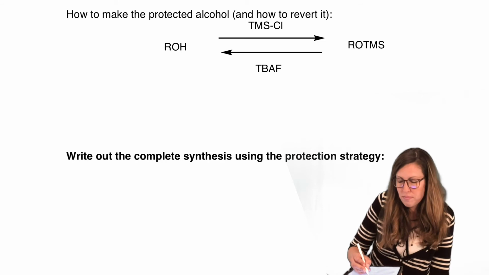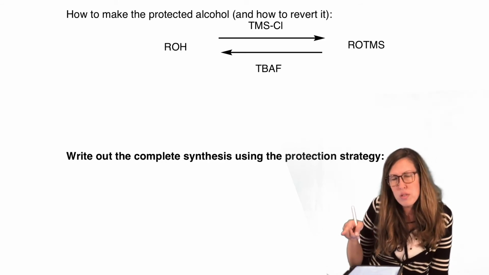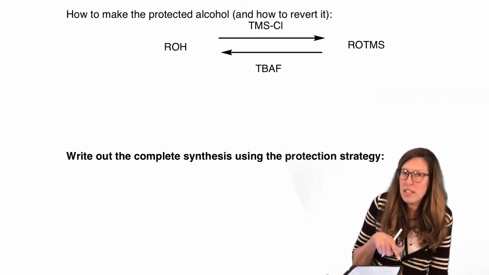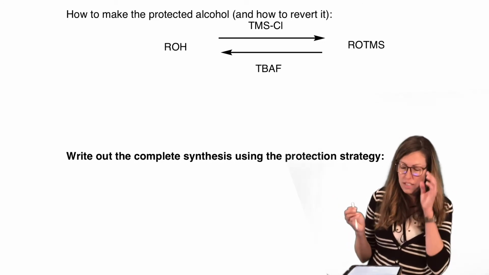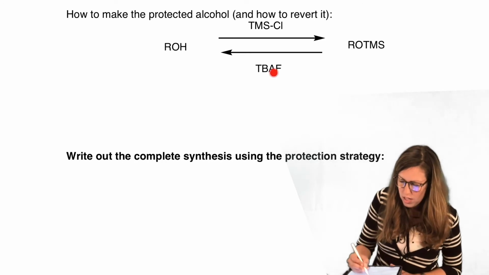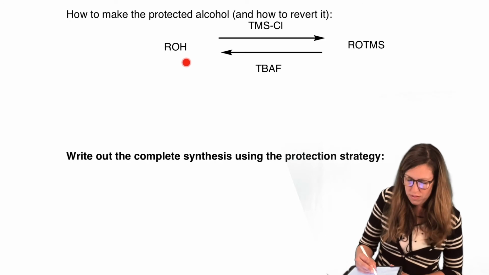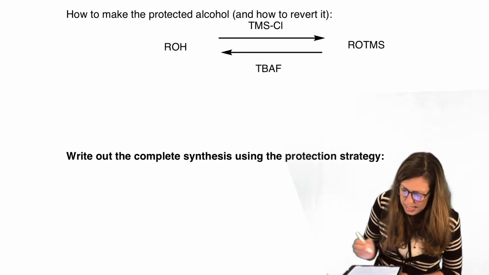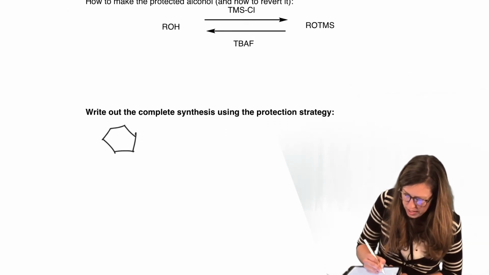TMS chloride. We've used that before because it could turn the alcohol into a good leaving group. But if you're not trying to attack that carbon with an electrophile, it also turns it into something that doesn't look like an alcohol temporarily. And the good news is, this is the new part, we're going to learn how to remove it and go backward. So it's kind of like putting on a mask and taking it off. Okay, so let's write out our complete synthesis this time. We're going to have to protect. So first, we take our starting material.